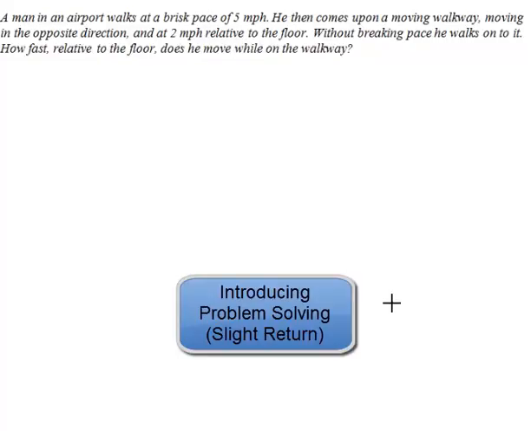Hi, we continue with our introduction to problem solving with a slight twist to the problem we looked at in the previous video. So here's the statement of the problem. A man in an airport walks at a brisk pace of 5 miles per hour. He then comes upon a moving walkway moving in the opposite direction and at 2 miles per hour relative to the floor. Without breaking pace, he walks onto it. How fast relative to the floor does he move while on the walk?